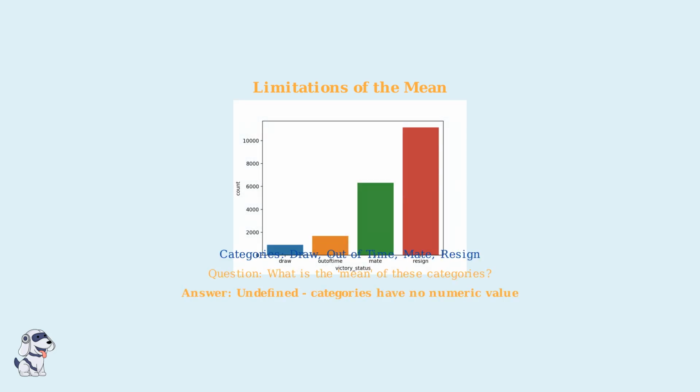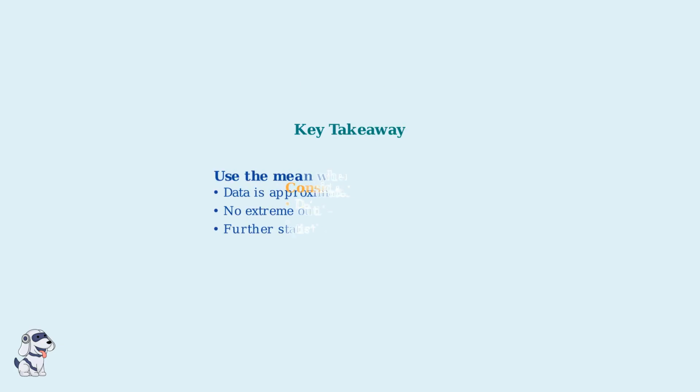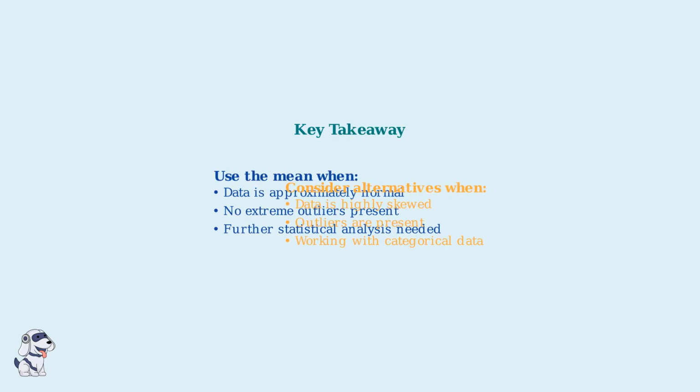When dealing with non-numeric categories like types of diseases or treatment outcomes, the mean is mathematically undefined. Understanding these advantages and limitations is crucial for public health professionals. The mean is powerful for continuous data analysis, but requires careful consideration of data distribution and the presence of outliers.